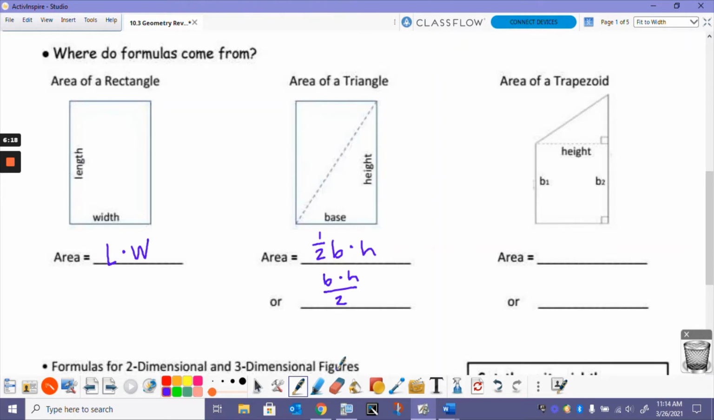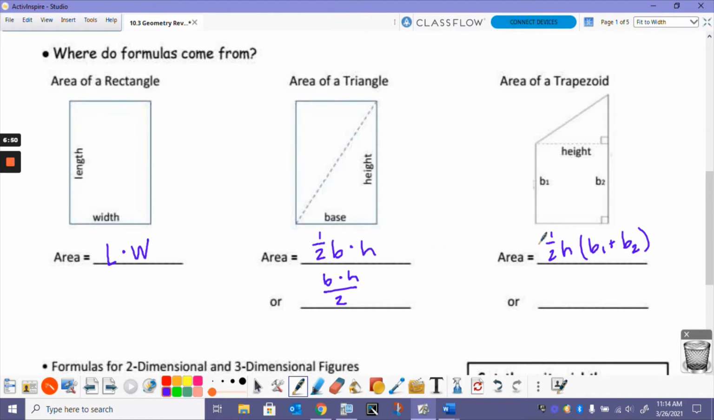All right, then we've got the area of a trapezoid. All right, so we have b sub 1, b sub 2, and our height. Notice that this is a square and a triangle, right? Your trapezoid. So our area for a trapezoid is going to be 1/2 times the height times b sub 1 plus b sub 2, all in parentheses.